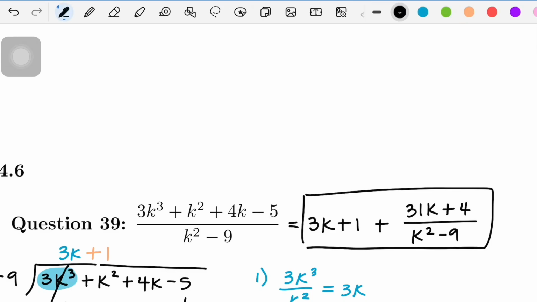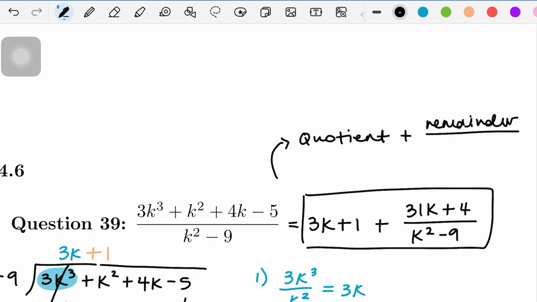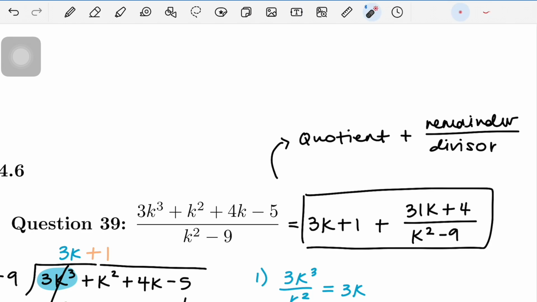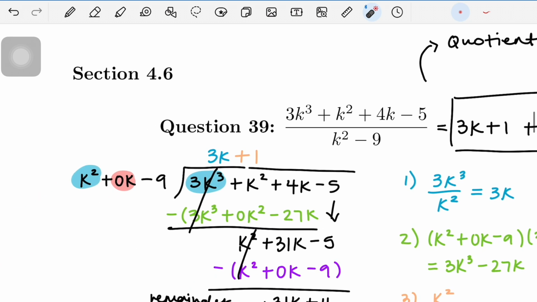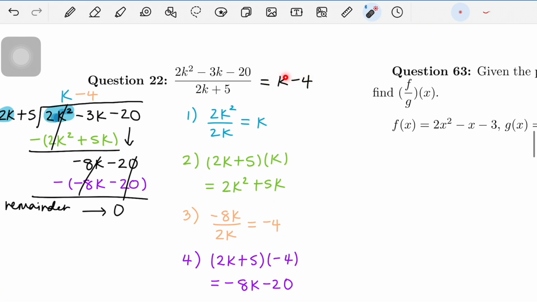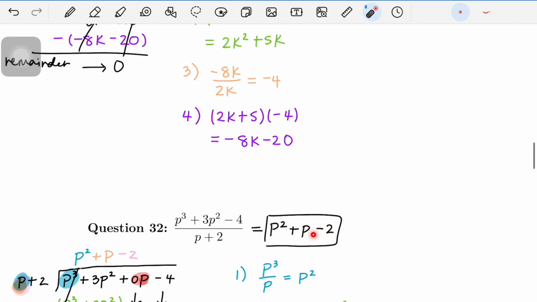So whenever we're doing this polynomial long division here, our answer, which is called our quotient, or our result, plus our remainder over our divisor. So that's how we'd formally write our answers. And then notice if we don't have a remainder, so our remainder is 0, it would be our quotient or our result plus 0 over our divisor, which is just 0. So that's why in these examples here, we didn't have to write our answer that way because there was no remainder.